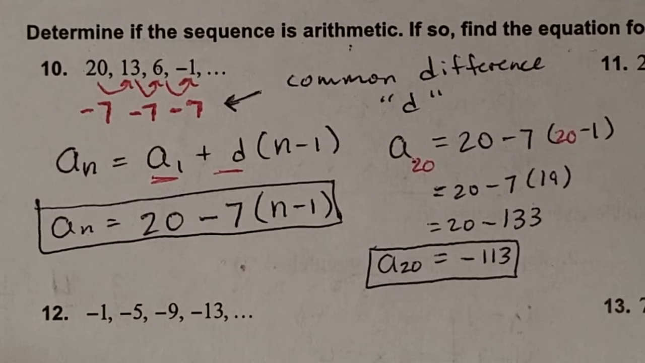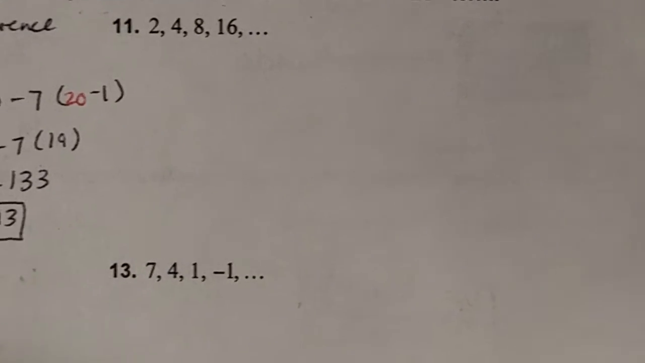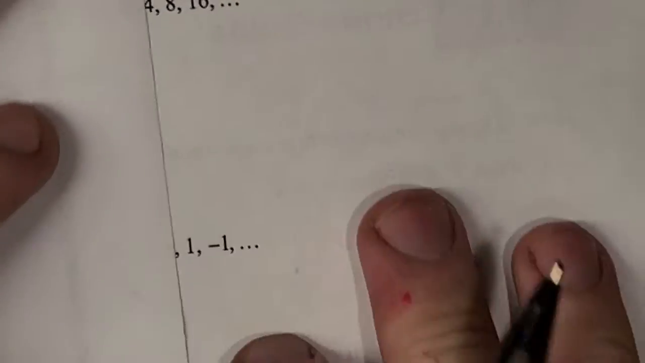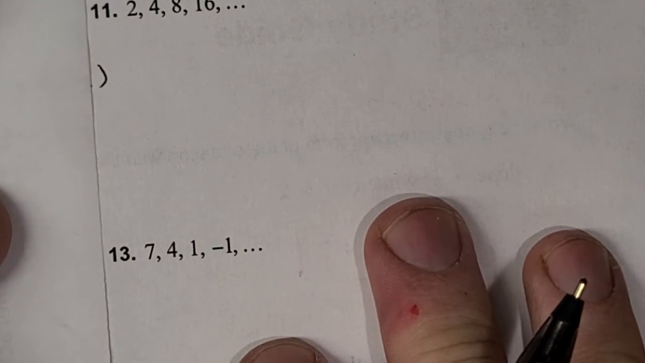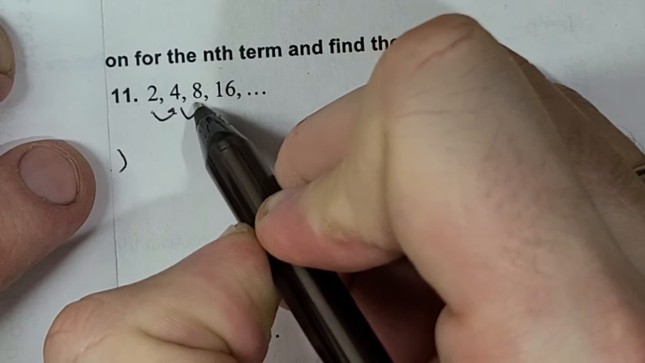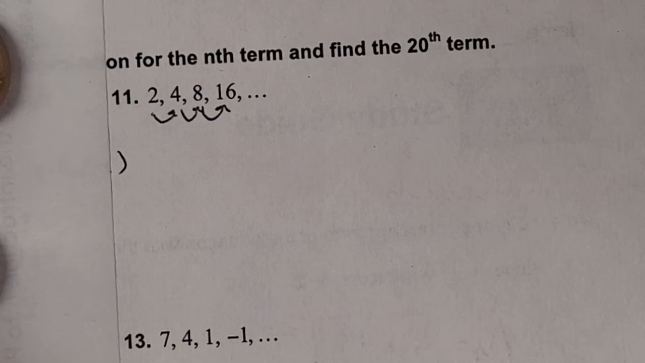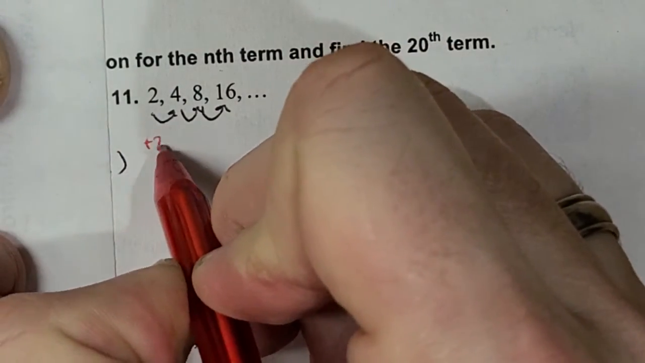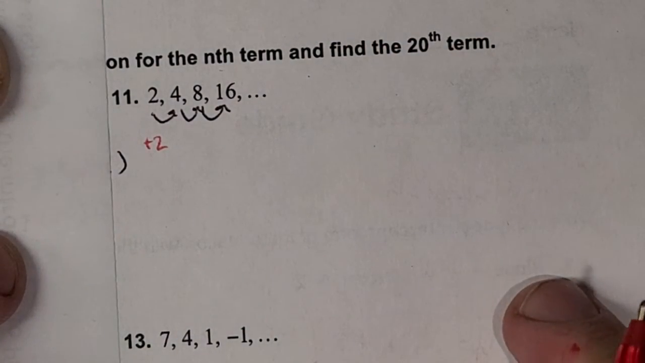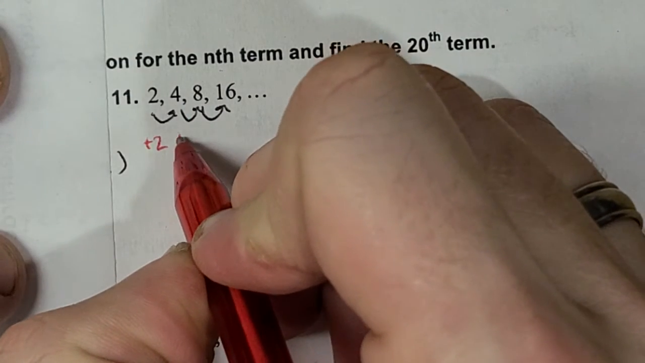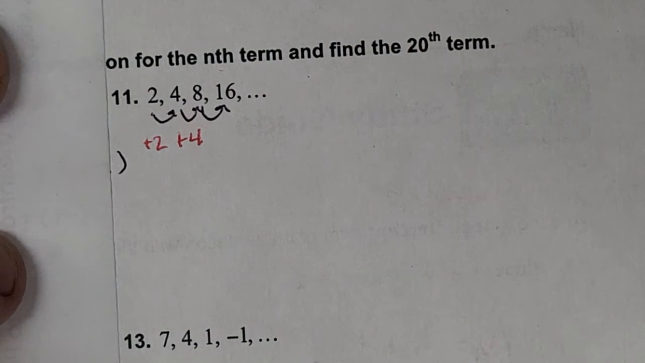Okay, let's go over to number 11. Whole new sequence here: 2, 4, 8, 16. So I'm going to check my distances here, and if these three gaps are the same, then I'll know it's arithmetic. Well, going from 2 to 4, I go up 2. Going from 4 to 8, I go up 4. I can stop right there and say, not arithmetic.